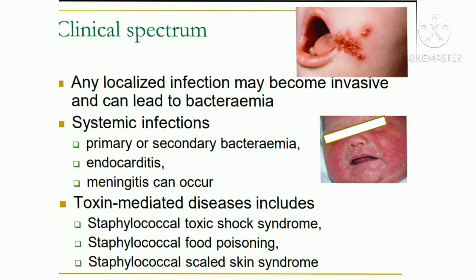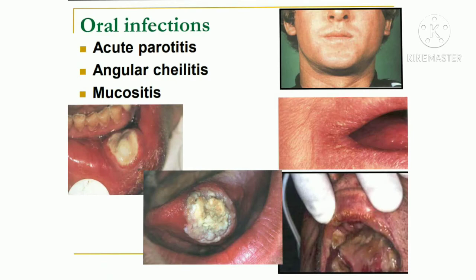There are two kinds of infection: systemic infections and toxin-mediated diseases. The systemic infections include primary or secondary bacteremia, endocarditis, meaning inflammation of the endocardium, and meningitis, or inflammation of the meninges. The toxin-mediated diseases are staphylococcal toxic shock syndrome, staphylococcal food poisoning, and staphylococcal scalded skin syndrome. So these are some oral infections or systemic infections: acute parotitis, angular cheilitis, and mucositis.